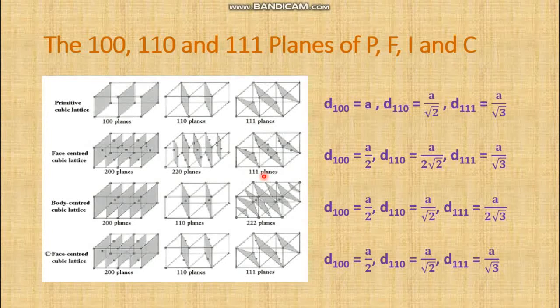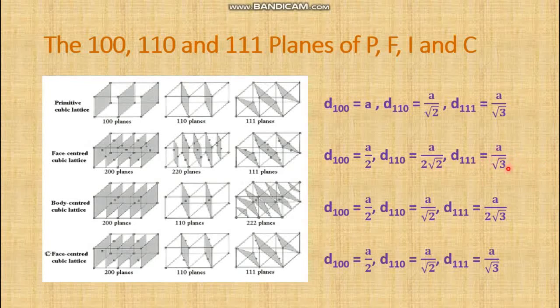Now let us find out the value of their d_hkl, that means interplanar distance. The d value should be here, not a, it should be a by 2. Just put 1 by root over 2 square plus 0 square plus 0 square. So root over 2 square means 2, so it should be a by 2. Similarly, this should be a by root over 2 square plus 2 square plus 0 square, that means 2 root 2. But this one is a by root over 1 square plus 1 square plus 1 square, that means a by root 3.